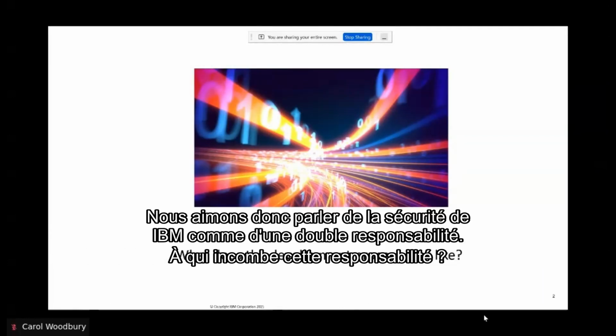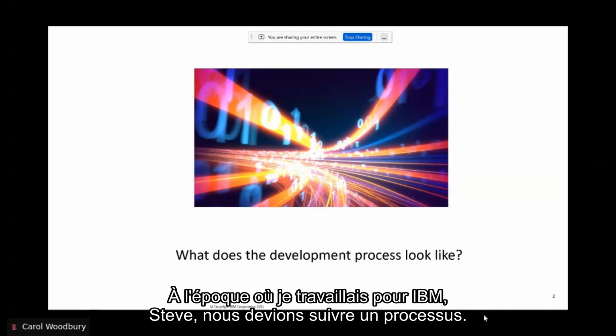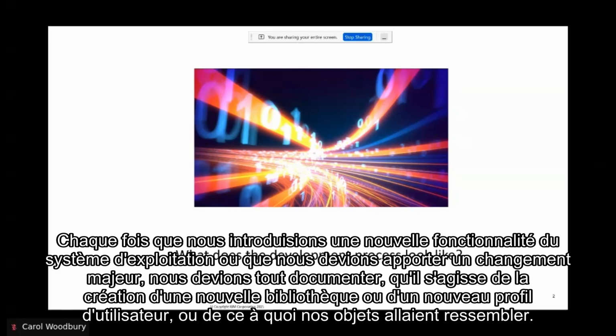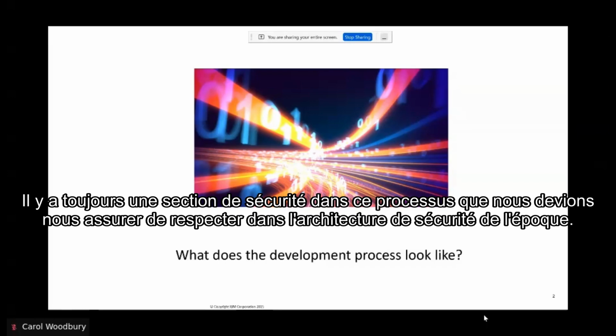So back when I was at IBM, Steve, there was a process that we had to go through whenever we put in a new feature of the operating system or had to make a major change. It was a process where we had to document everything, from if we were creating a new library or user profile or what objects we were going to look at. There's always a security section in this process that we had to make sure to get by the security architects at the time. So IBM i has been developed as a secure product, or securable product, for many, many years.